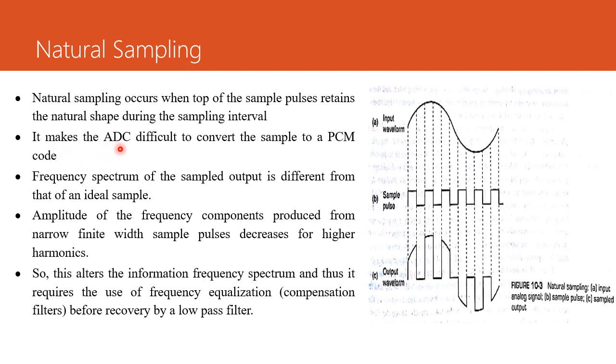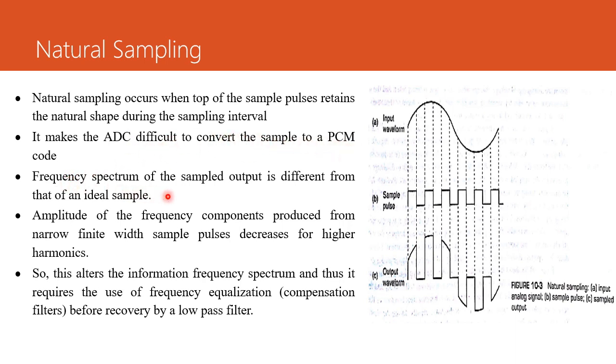So it makes it difficult for the ADC to convert the sample to a PCM code. Here in this output waveform you can see that it is still not producing a relatively constant output. Because of that, it will still be difficult for the ADC to convert the sample to a PCM code.